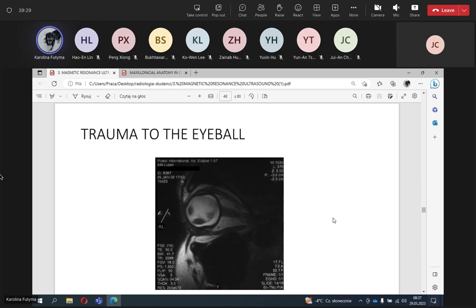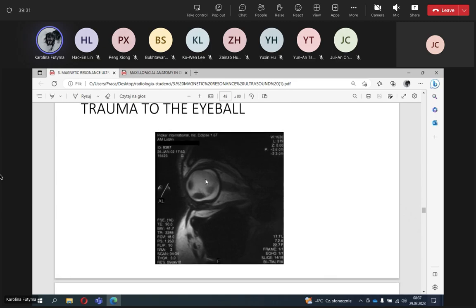Okay, then trauma of the eyeball. You can see that the internal structure of the eyeball is not as we've seen a couple of slides before. So probably the inside of our orbit is hemangioma or something like that.